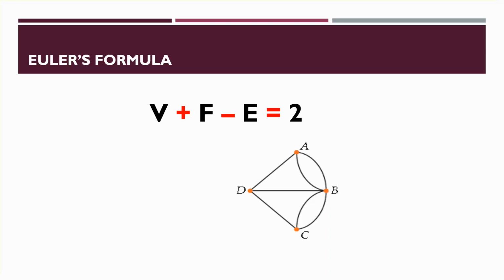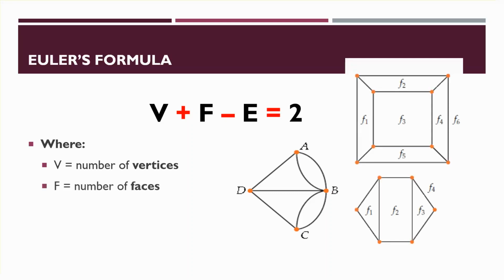Here's a network we are going to work with. V is the number of vertices in each network. F is the number of faces. Now, faces is a different concept that we need to get our head around. So let's take this example in.